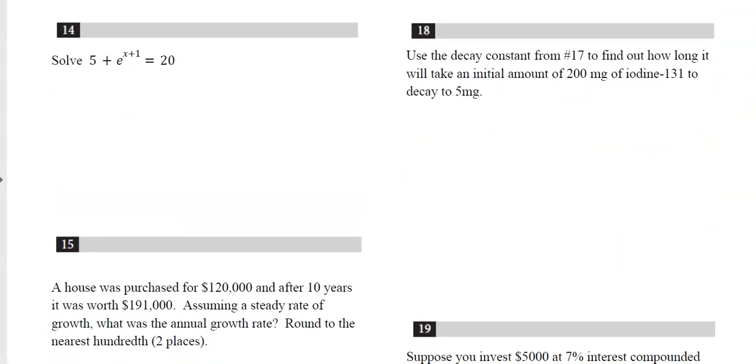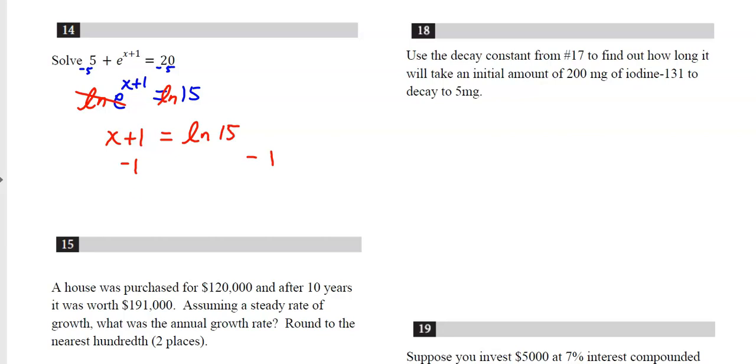Number 14. Same thing here. I want to isolate. So I'm going to call this e to the x plus 1 equals 15. I'm just going to subtract that 5 from both sides. Now it's time to natural log it. And this goes away. I get x plus 1 equals the natural log of 15, minus 1, minus 1. And natural log of 15 minus 1 was 1.708.